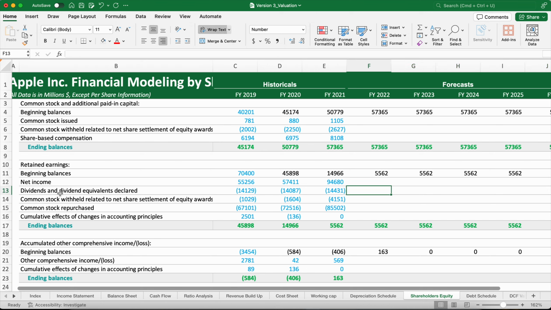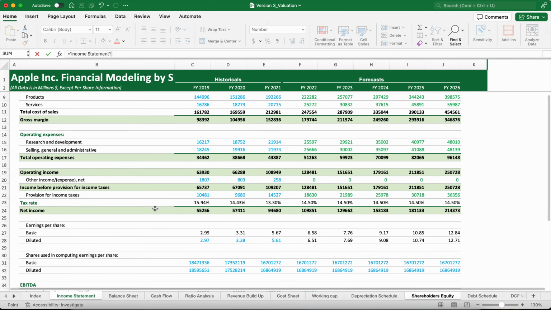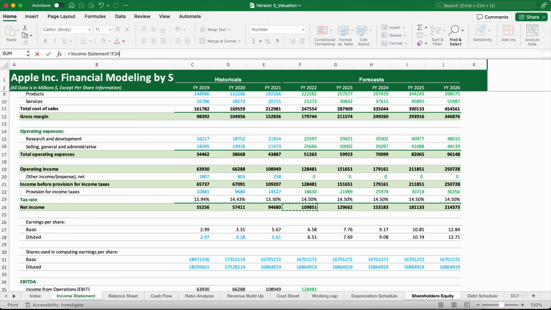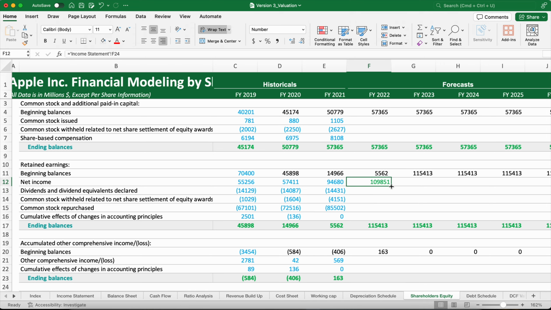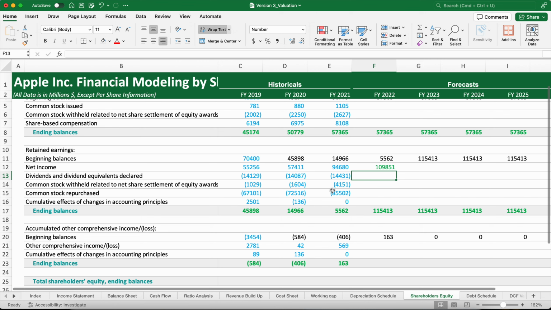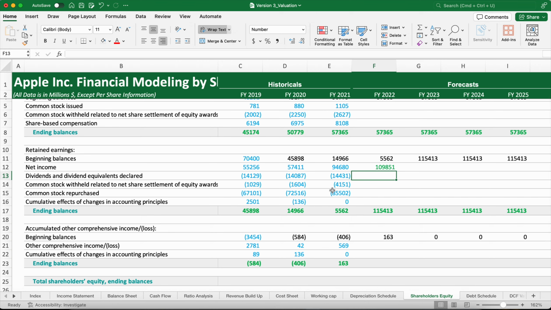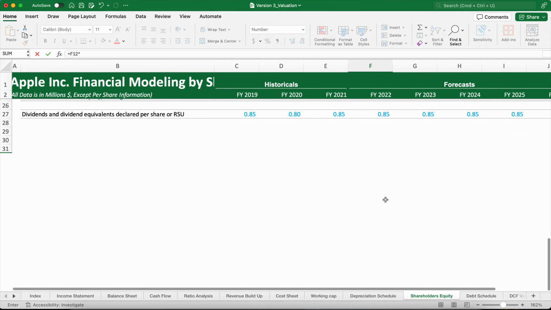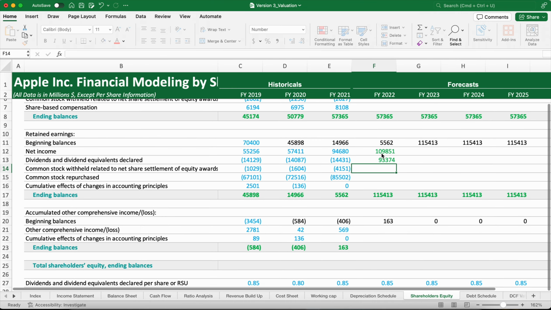see that we have something called dividends and dividend equivalents declared. So we need the net income, right? So from where do we get the net income? So we can go to the income statement, and then we get the net income from here, right? So flash fill. Okay, no need to flash fill right now because we can do that all together. And then dividends and dividend equivalents declared, which is this one multiplied by the ratio, this one, right?